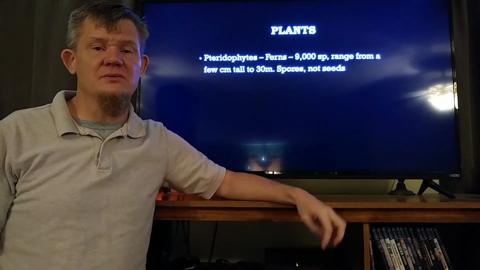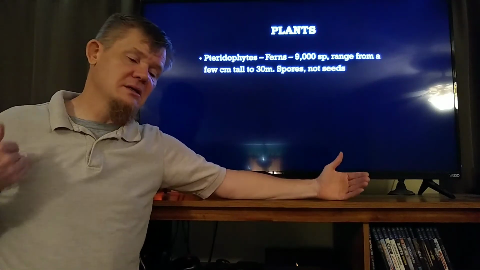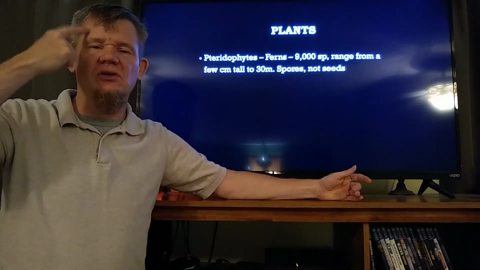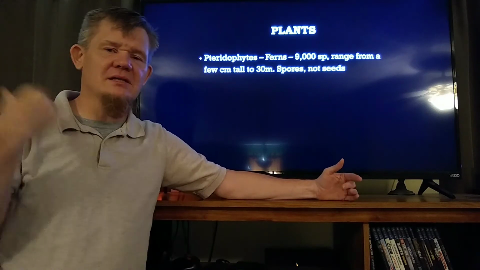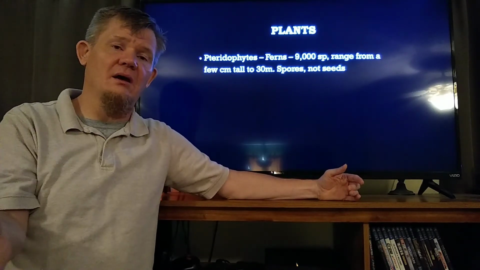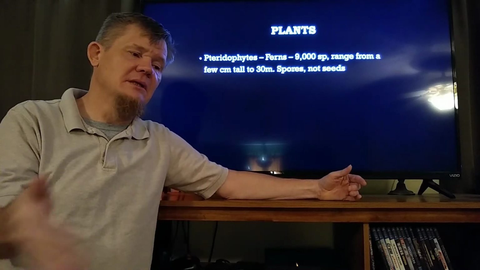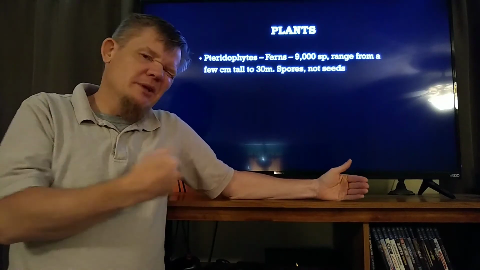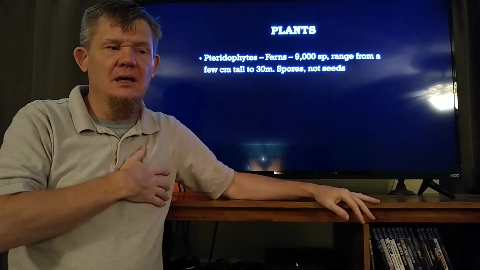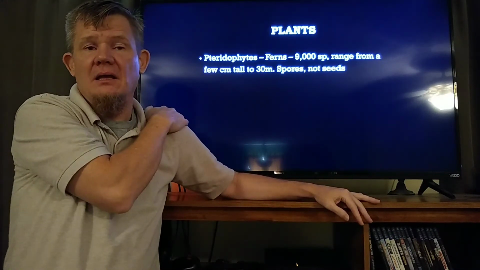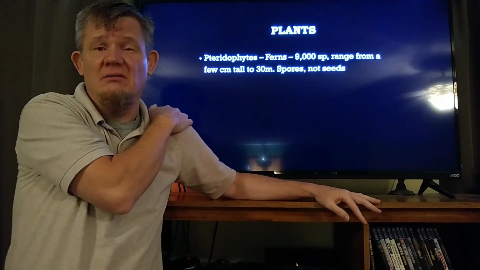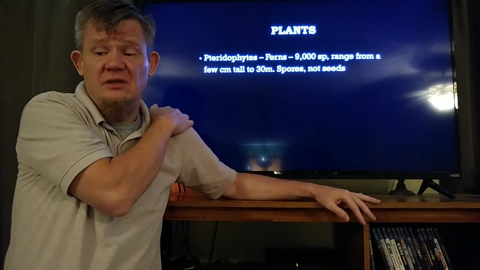Remember, this is science, so we use the metric system. A meter is a little bigger than 3 feet, because a meter is about a yard. That's what you should use when you're trying to transfer numbers in your head between metric and our standard system. A meter is a little bit longer. It's about 39 inches as opposed to 36 inches, but fine. So if we're saying that a fern can be up to 30 meters tall, we're saying it can be pushing 100 feet tall. A 10-story building, pushing 100 feet. Pretty big.